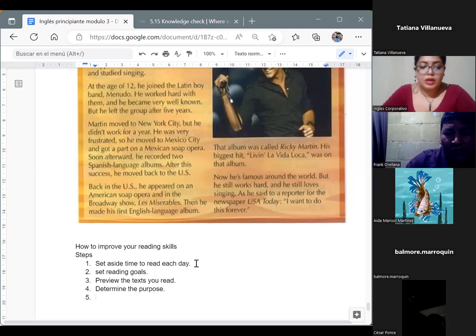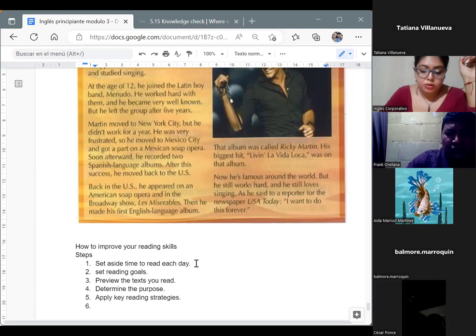Apply key reading strategies. In this case, as you read different texts, you can apply several key strategies to help you increase your comprehension. For instance, when previewing a text, you might identify the structure as informational, persuasive, or instructional. Aquí vamos a aplicar diferentes estrategias para poder entender lo que estamos leyendo.